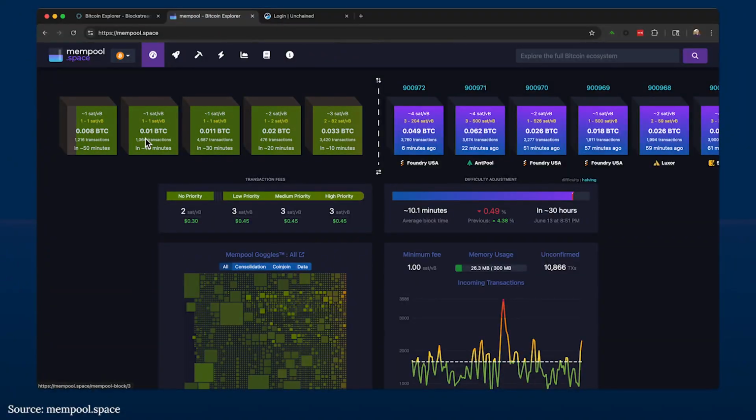Whereas if you chose a number like 1 Satoshi per byte, you might end up in some of these blocks that are further down in the list, and you have to wait longer for your transaction to actually be finalized. You can also see the fee rates that were included in transactions in blocks that have already been mined on this side as well.